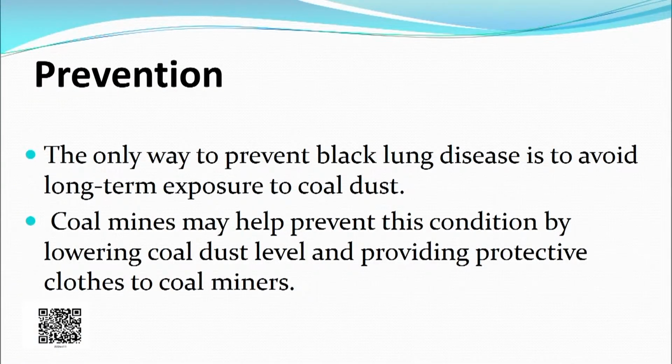Often emphysema or shortness of breath develops as a complication of black lung disease. X-ray can detect black lung disease before it causes any symptoms. Patients who develop this disease at an early age or who have progressive massive fibrosis have a higher risk of premature death. So how can we prevent it? The only way to prevent black lung disease is to avoid long-term exposure to coal dust. Coal mines may help prevent this condition by lowering coal dust levels and providing protective clothes to coal miners.